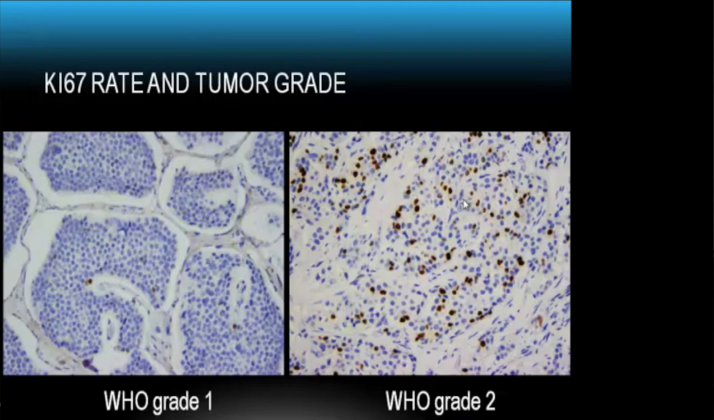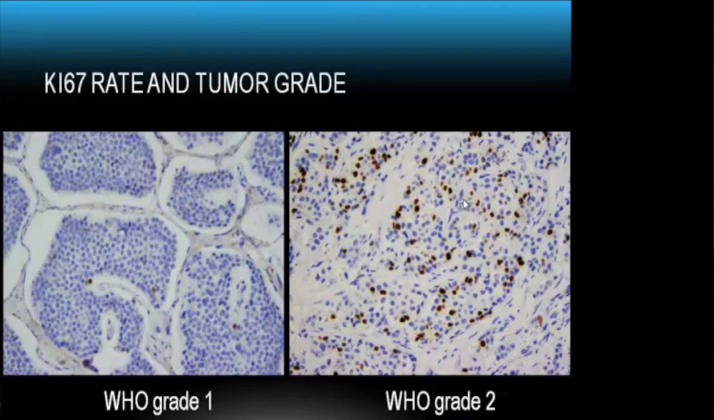This bluish color means negative for Ki-67. And the brown color, I cannot point very accurately from here, but anyway, you see brown cells. Cells stained brown are positive for Ki-67 expression. In this picture, you can see only very few Ki-67 positive cells. The Ki-67 rate in this tumor is only about 1% or even less than 1%. So therefore, this tumor is consistent with a WHO grade 1 tumor.